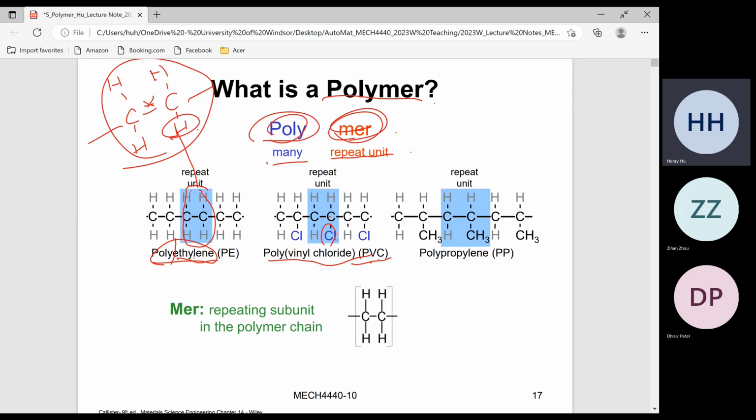And then if the chlorine atom is replaced by another unit, consisting of 1 carbon and 3 hydrogen, then you form a kind of polymer material called propylene, and then you connect the propylene units all together to form polypropylene.